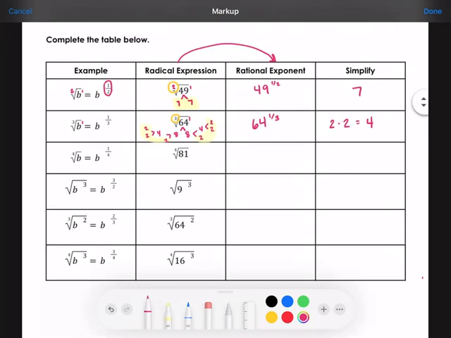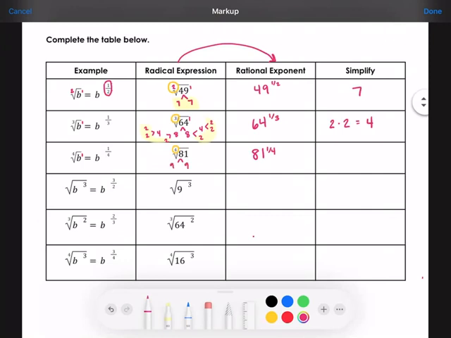All right, moving on to the next one, we have the 4th root of b, which equals b to the 1 over 4. Again, we get the 1 on top because there's a secret 1 here when there is no exponent. So the 4th root of 81 can be rewritten as 81 to the 1 over 4. Now to simplify this one, we are looking for groups of 4.